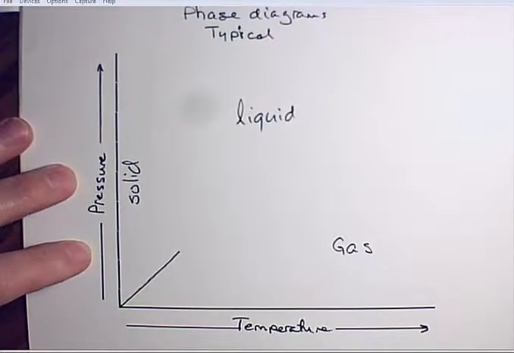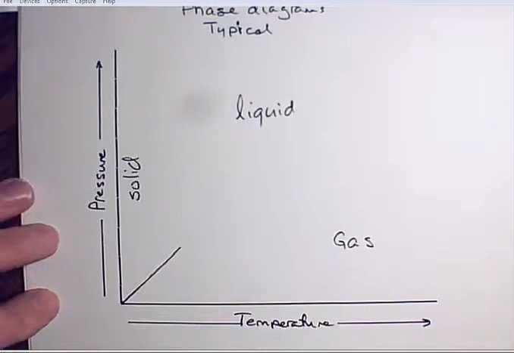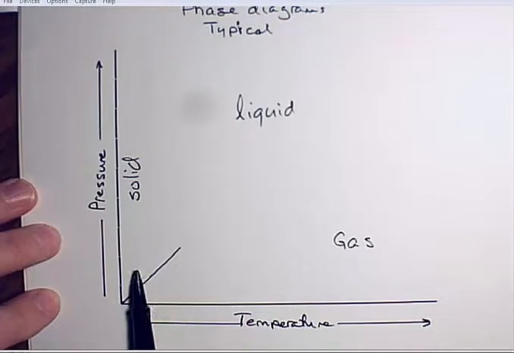Now, it can be steam at negative 75 degrees C, but that's because the pressure is so low. As long as the pressure is low enough, I can have steam at a very low temperature.